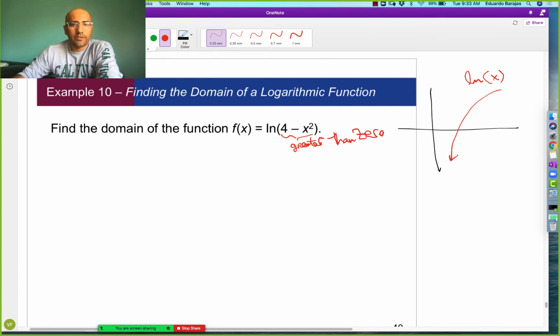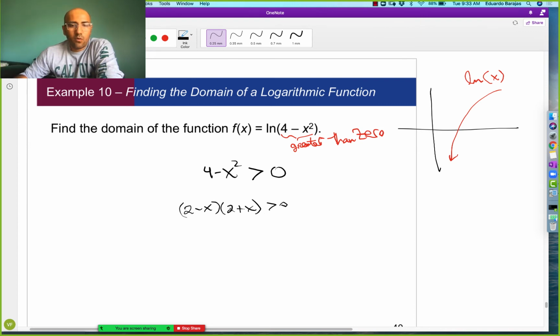Good. So that's what we do. We have to set that up and solve for it. 4 minus x squared has to be strictly greater than 0. And now we solve for our values. Okay, so what we have to do is factor this. We end up with 2 minus x times 2 plus x greater than 0. And I have to figure out what values of x produce this.